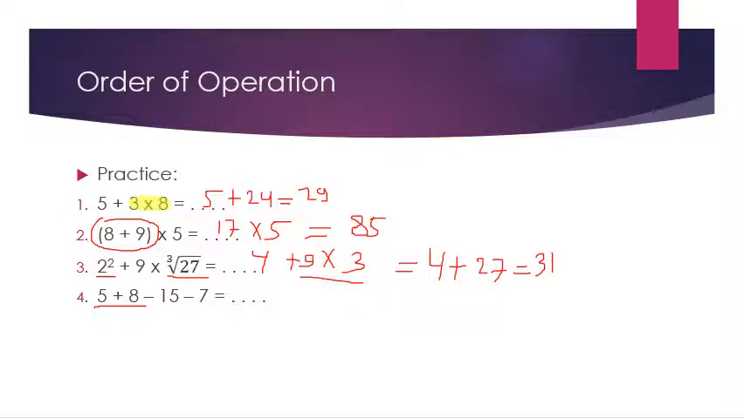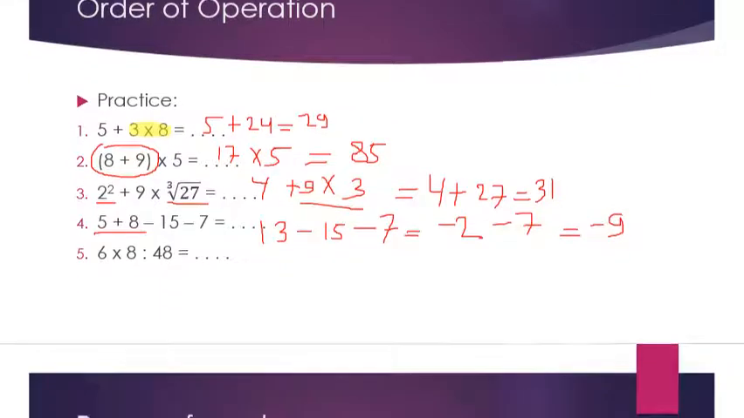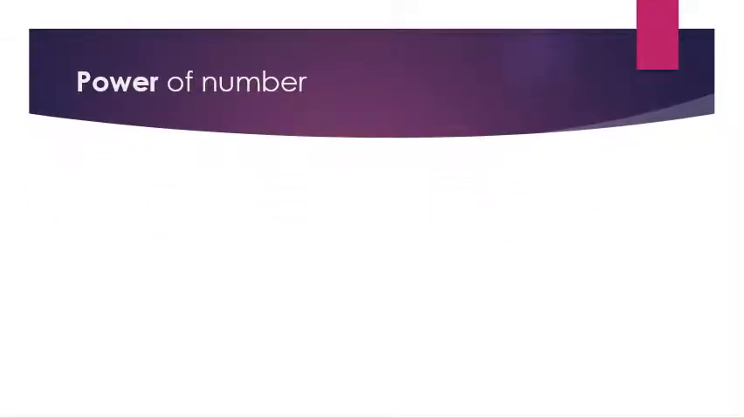Now with this, because addition and subtraction have the same power, we do it from left to right. 5 plus 8 is 13, minus 15, minus 7. 13 minus 15 is minus 2. Then we subtract 7. Minus 2 minus 7 is equal to minus 9. And the last example you can do yourself.